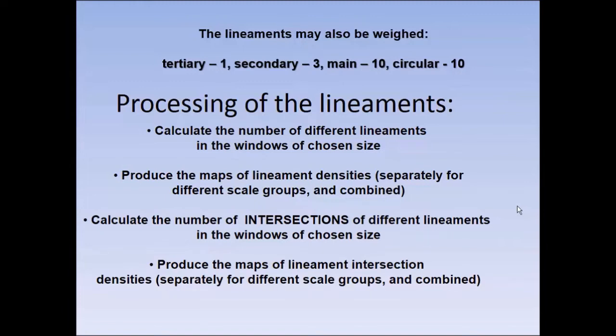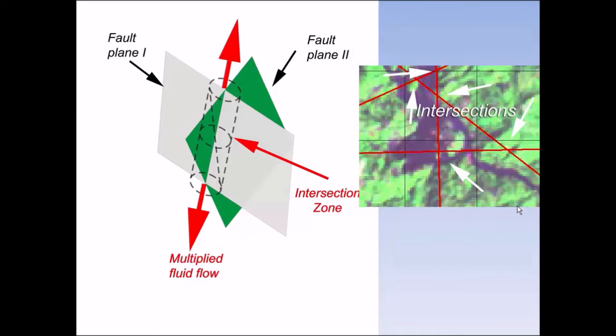Let us not forget that the lineaments are nothing else than the projections of the faults onto the Earth's surface. Consider the situation where we have two faults, fault plane 1 and fault plane 2, each of them with its specific fluid flow rate. These faults intersect each other. Then, along their intersection, shown as the tube in the slide, the fluid flow will be at least 2 times greater in magnitude than along the individual planes.